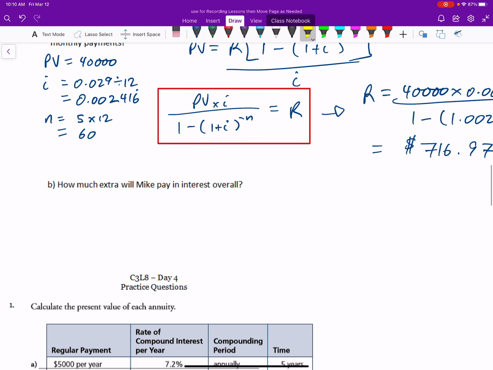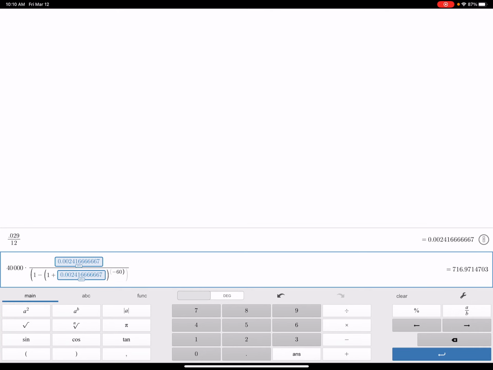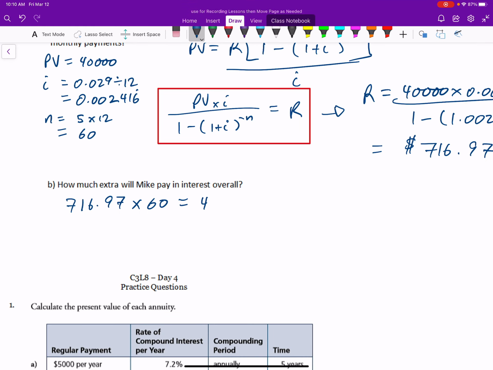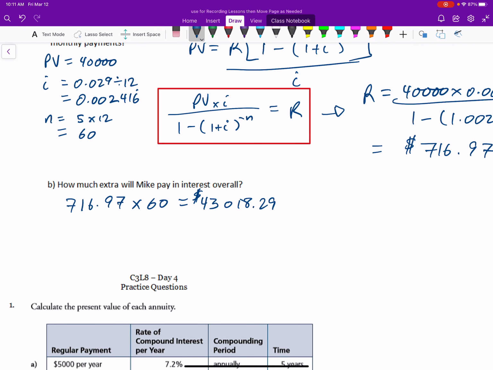How much more? Well, it's going to be this $716.97 times the 60 payments will be the total amount paid. So take this previous answer, multiply it by 60 payments, and I get $43,018.29. How much of that is the extra, the interest paid? Well, it's the difference between the price of the vehicle and the amount paid, so that's going to be $3,118.29.